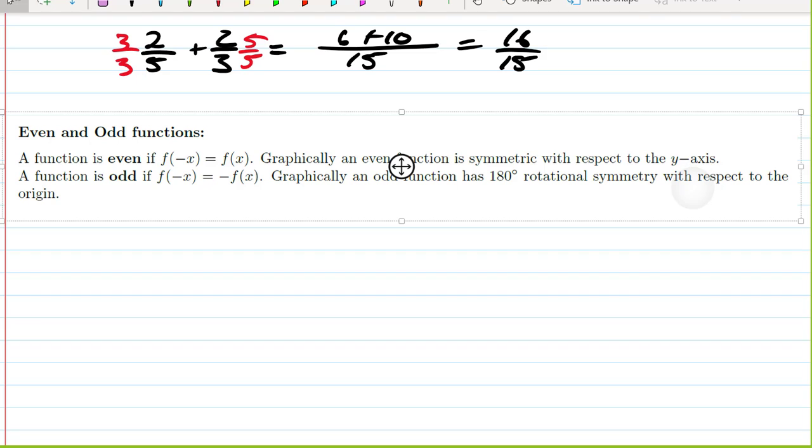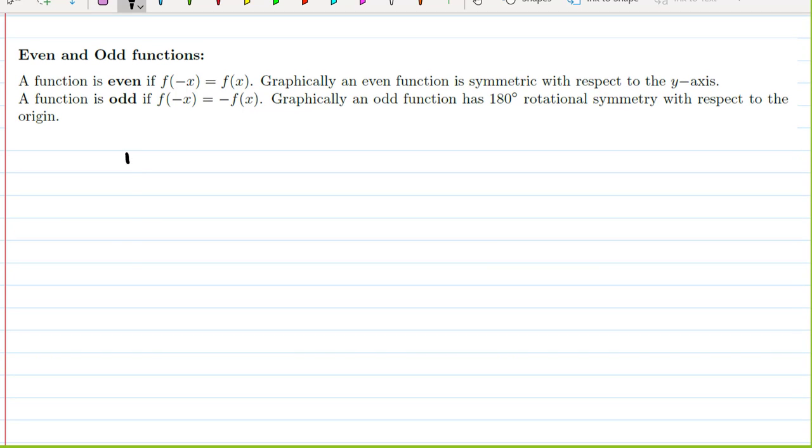So by definition, a function is even if f of negative x is equal to f of x, and graphically an even function is symmetric with respect to the y-axis. So in terms of our pictures, if I draw an even function, it would look something like, well, that's a terrible symmetry, but that's the idea. Something like this, where it's the same on both sides.